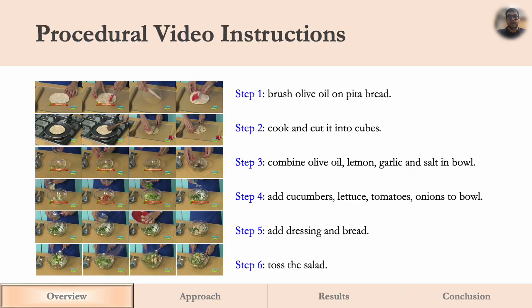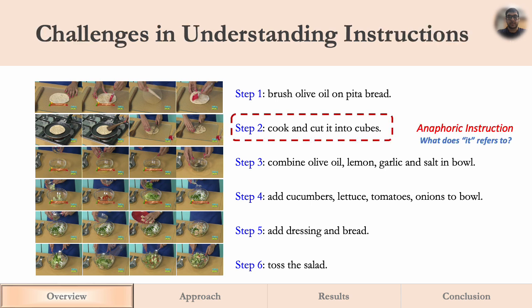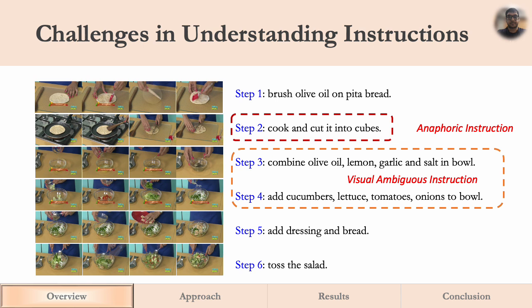Now we look at a specific example of a procedural video in the cooking domain. The images on the left are visual depictions of actions and the corresponding text is shown on the right. Consider step 2. This is an anaphoric instruction, that is, the word it is a pronominal reference to oiled pita bread. We infer such information from the linguistic context given in the previous instruction. Similarly, step 3 and step 4 mention a bowl. Here, linguistic context is insufficient to differentiate the two different bowls, and we need visual context to resolve the ambiguity.